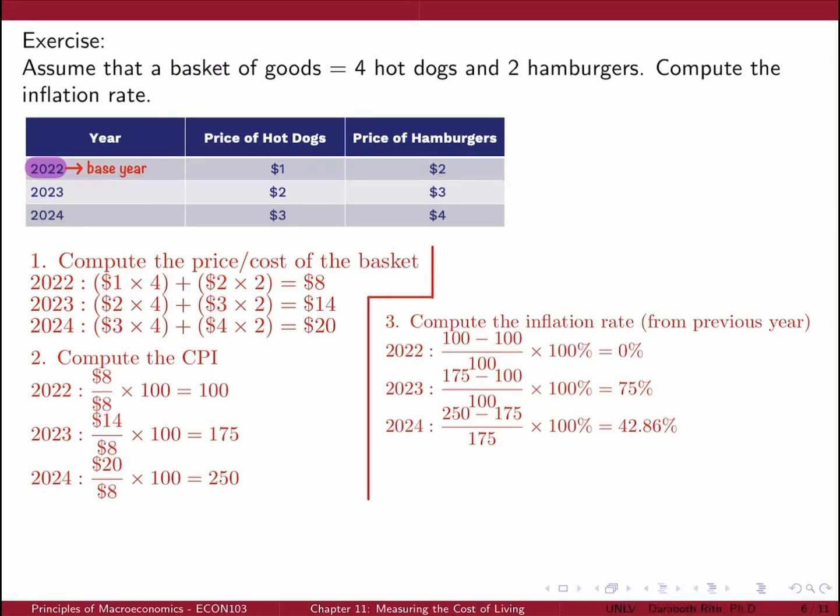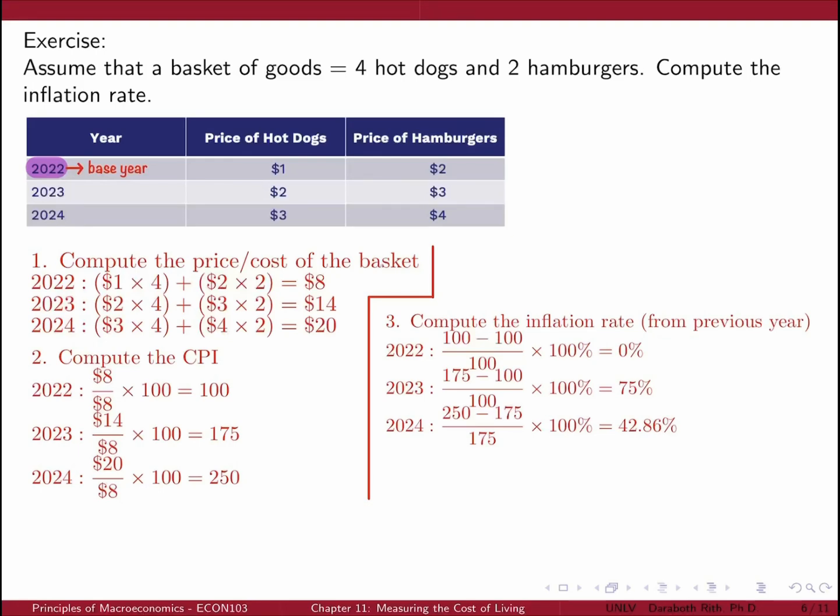Next, compute the CPI. For year 2022, the CPI is calculated as the cost of the basket in 2022, $8, divided by the cost of the basket in the base year, also $8, multiplied by 100, resulting in a CPI of 100. For year 2023, the CPI is computed as the cost of the basket in 2023, $14, divided by the cost of the basket in 2022, $8, multiplied by 100, which gives a CPI of 175. For year 2024, the CPI is the cost of the basket in 2024, $20, divided by the cost of the basket in 2022, $8, multiplied by 100, resulting in a CPI of 250. Remember that 2022 is the base year.